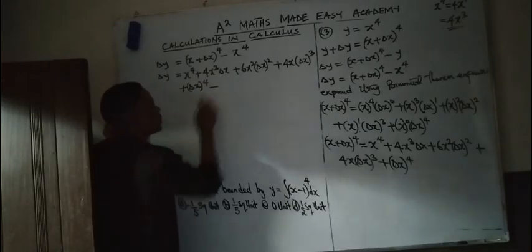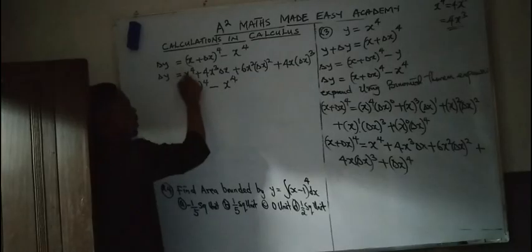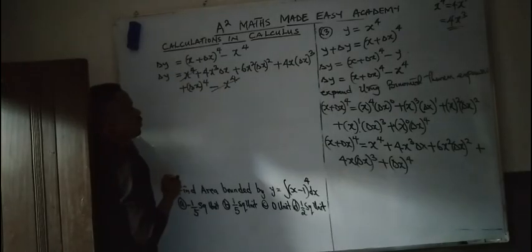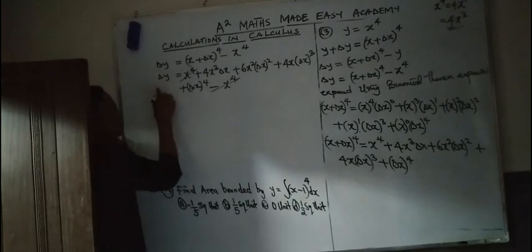Then minus x raised to power 4. Do you know that x to power 4 here we cancel minus x to power 4. What is the next thing? Divide through by dx. I will divide this by dx and say dy all over dx.